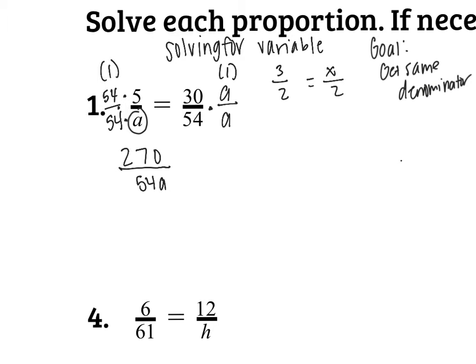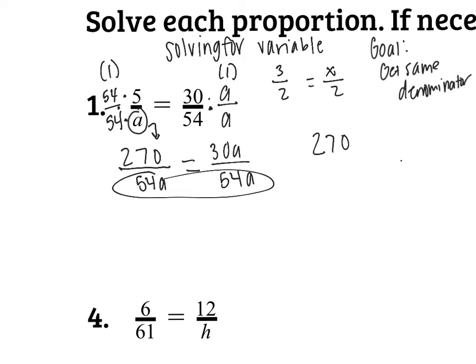So all I did was I transformed this fraction into something with a different denominator. And that equals 30 times a over 54 times a. So now they have the same denominator. What I have to do is make sure their numerators are equal. So I'm going to take 270 and set it equal to 30a. And now it's just solving an equation, which you guys know how to do, getting rid of the coefficient of a variable.